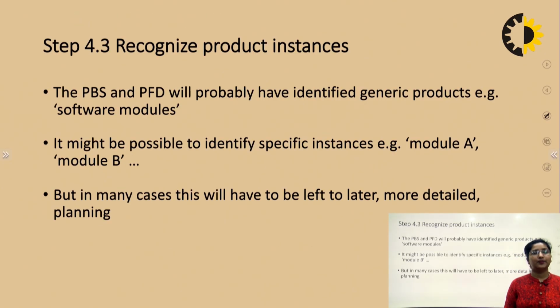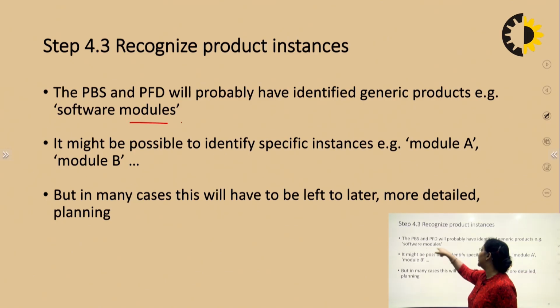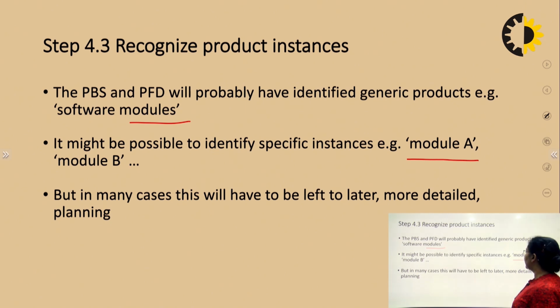We recognize the product instances, the PBS, which is the product breakdown structure, and the product functionality design. They will probably have identified generic products like the software modules, and we can divide it into various module parts, like module A, module B. Several modules can be there throughout the product, but in many cases we are left with this for later, and that is the more detailed planning.